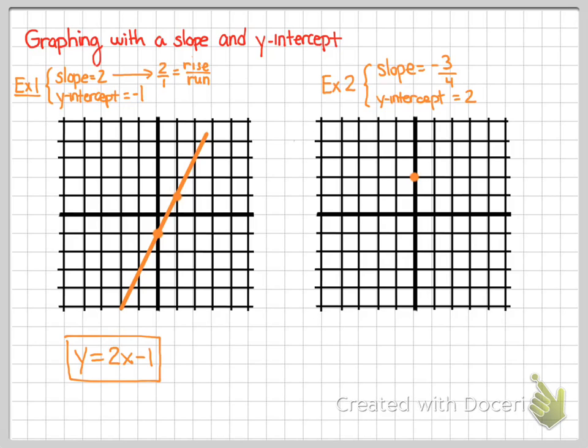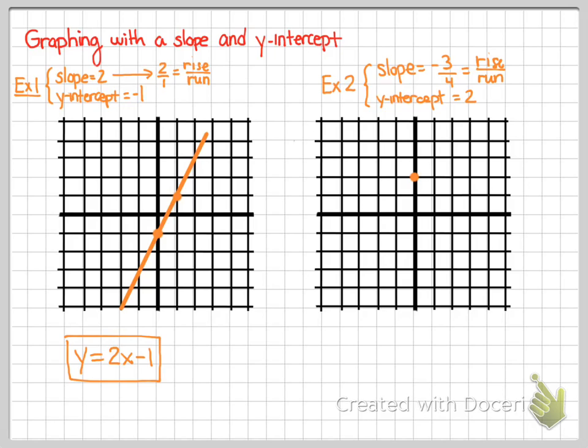Then, from my y-intercept, I will travel based on the slope. Now notice that this slope is already a fraction. So I can write rise over run, but I don't have to put anything over 1 to make a fraction. I already have a fraction here. So, my rise says to rise -3.